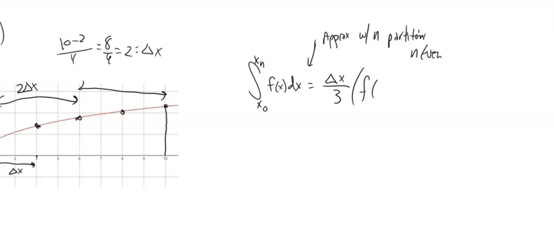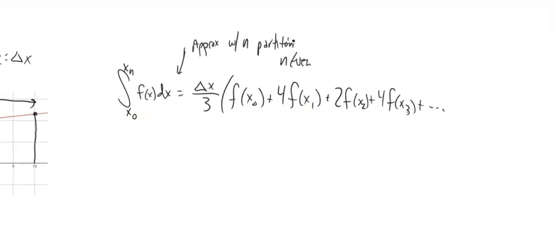And that's multiplied by the function of the first one plus 4 times the function of the next point plus 2 times the function of the next point plus 4 times the function of the next point. And it keeps on doing this, alternating 4, 2, 4, 2, until it gets down to 4 times the function of the one before the last one plus the function of the last one. So the x0, x1, x2, x3, those are our partition points where it's broken up.